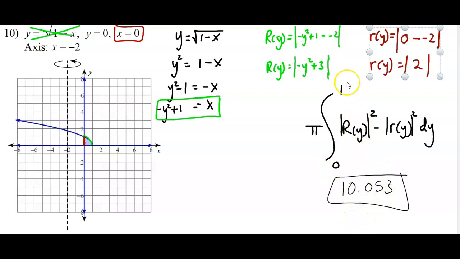Notice that my limits are 0 and 1 because I'm integrating with respect to y. And the reason I'm doing that is because I have a vertical axis of revolution. And when you're integrating with respect to y, you integrate bottom to top. So that's from y equals 0 to y equals 1. And that'll do it. So I'll leave the rest of them for you guys to do.